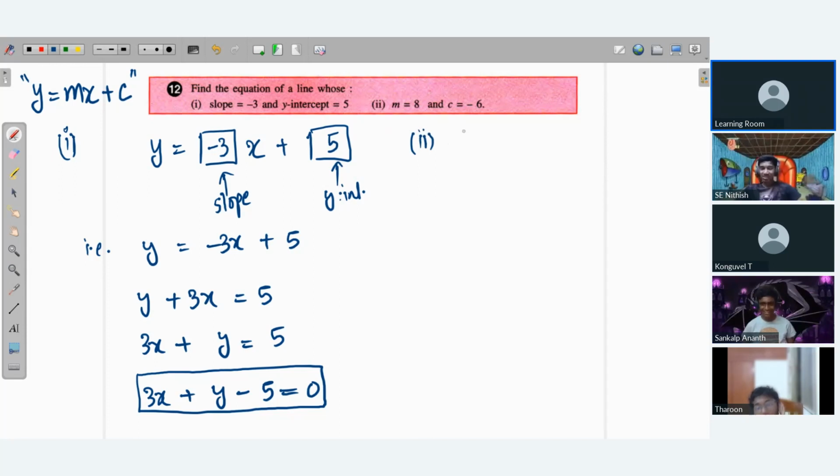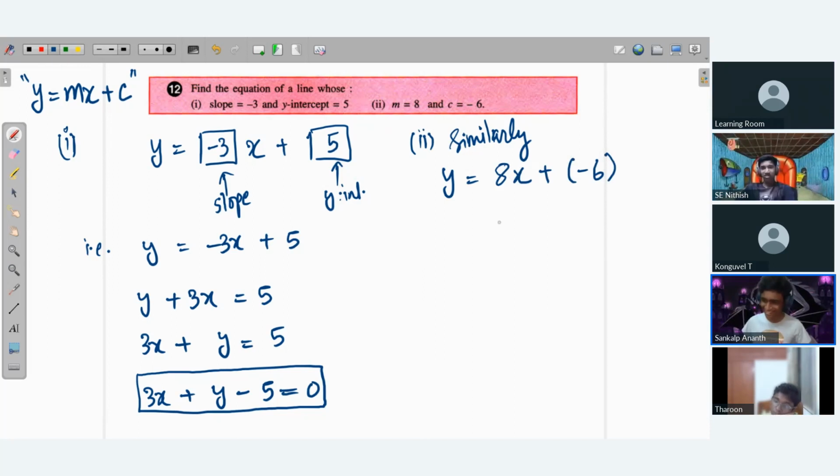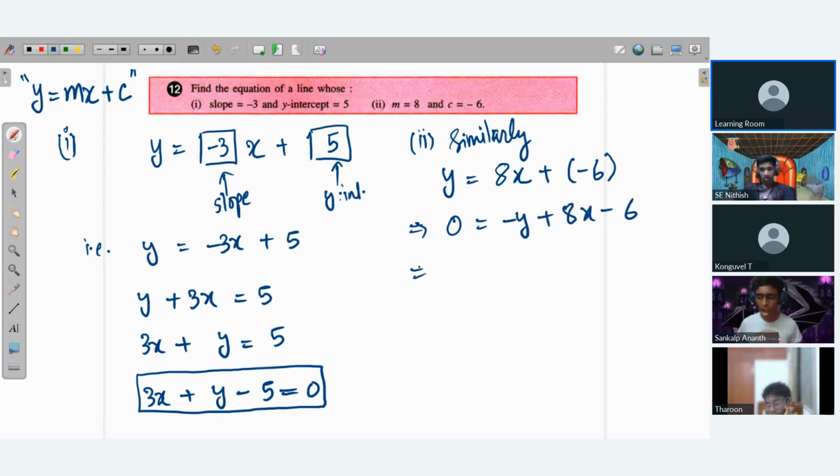Similarly, the second one's answer is minus 8x plus y plus 6 is equal to 0. Very good. In standard form, if you write it wrong, some marks will go. So y is equal to 8x minus 6. What do you say? So 0 is equal to minus y plus 8x minus 6. That is just 8x minus y minus 6 is equal to 0.